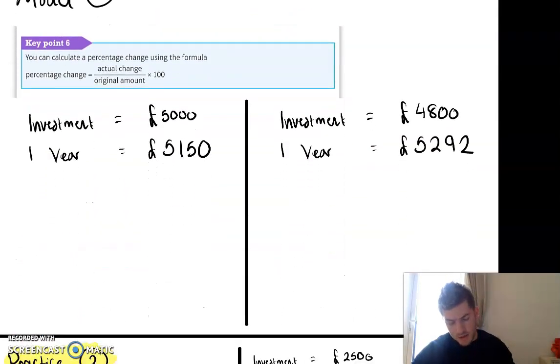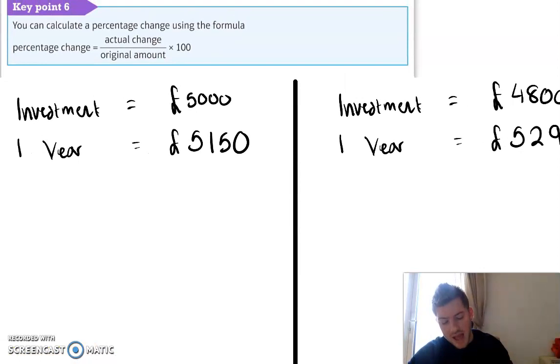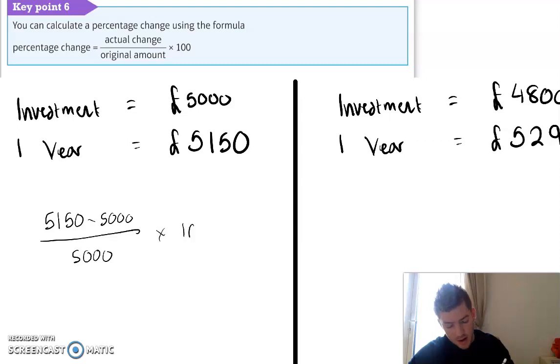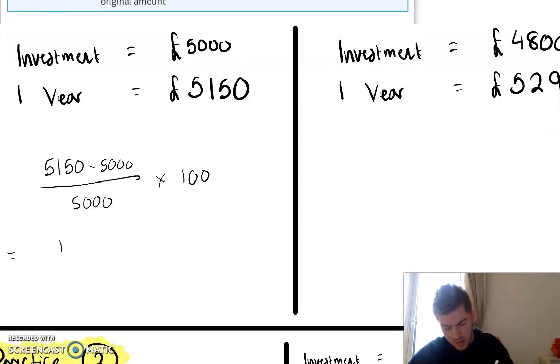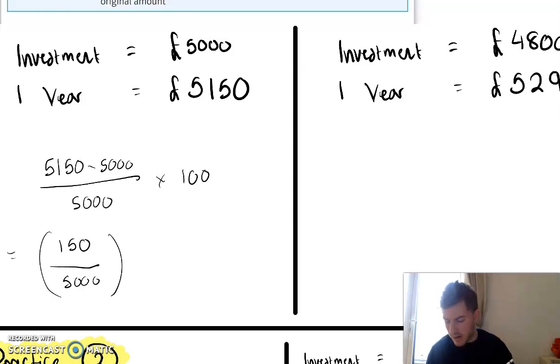One last model. So percentage change. So investment, put 5 grand in your investment at the start of the year. After 1 year, you have 5,150. So percentage change here is the actual change. So actual change, you take the smaller from the larger, over the original amount, which is 5,000. You're going to times that by 100. And that equals 150 over 5,000. Do that in your calculator. Times it by 100, so you get a percentage change of 3%. And that's what we're going for.